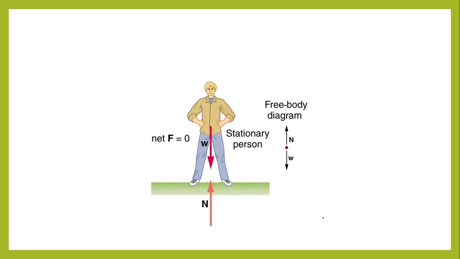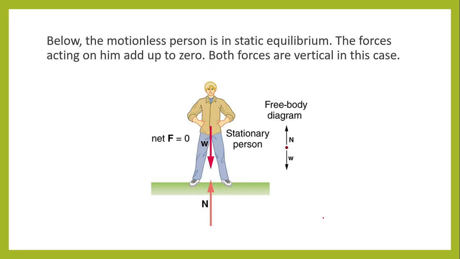So this is an object that is stationary, and this is a free body diagram that tells us that for an object to be stationary, the net force must be equal to zero, so the upward force is equal to the downward force, and the forces in the y direction add up to zero. So that's how it is. Both forces are vertical in this case.